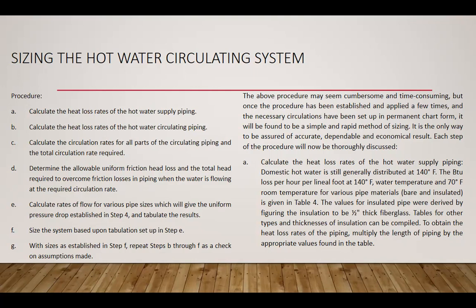D. Determine the allowable uniform friction head loss and the total head required to overcome friction losses in piping when the water is flowing at the required circulation rate. E. Calculate rates of flow for various pipe sizes, which will give the uniform pressure drop established in step 4 or D, and tabulate the result. F. Size the system based upon tabulation set up in step E. G. With sizes as established in step F, repeat steps B and F as a check on assumption made.